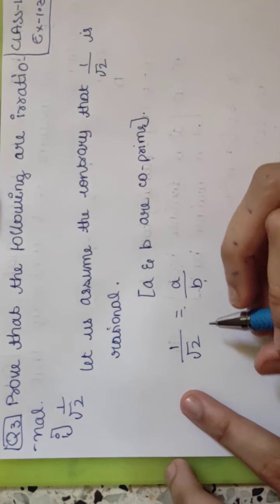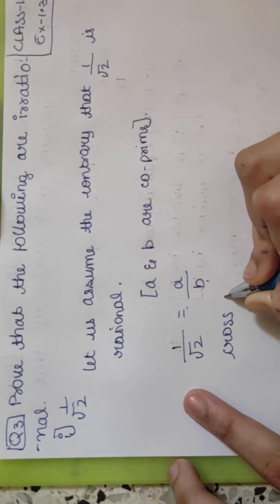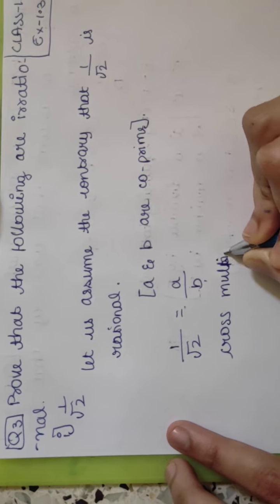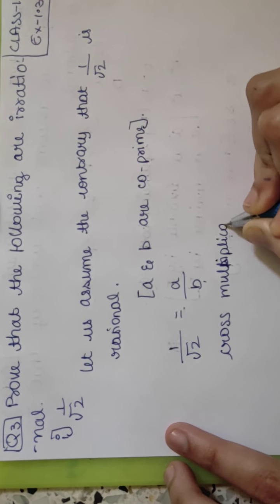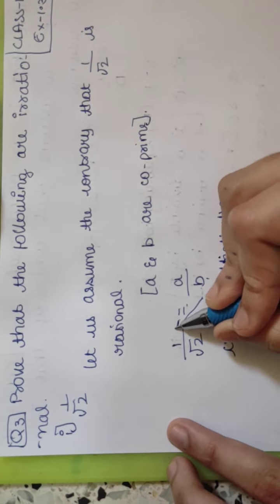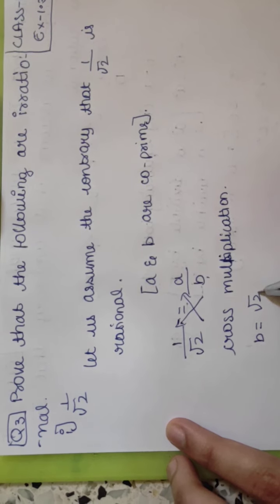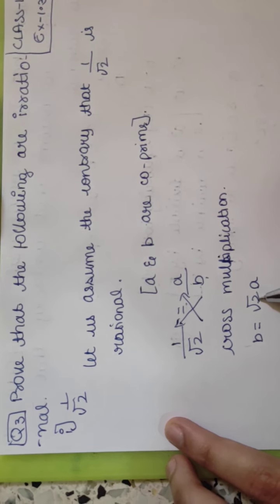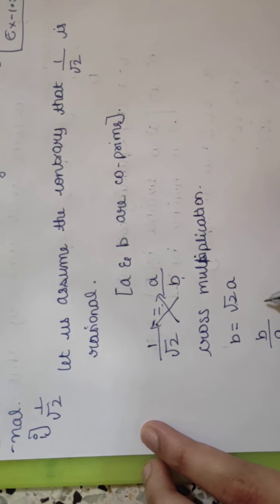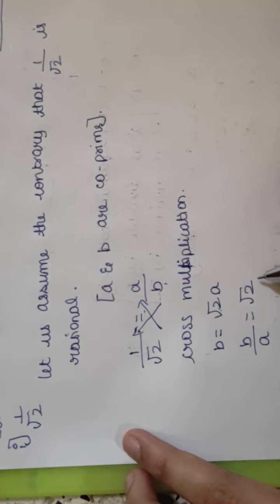So here if we do the cross multiplication, it becomes b is equal to root 2 a. Now a is multiplied by root 2, so it will come on the other side and it will become divide. So it becomes b by a is equal to root 2.